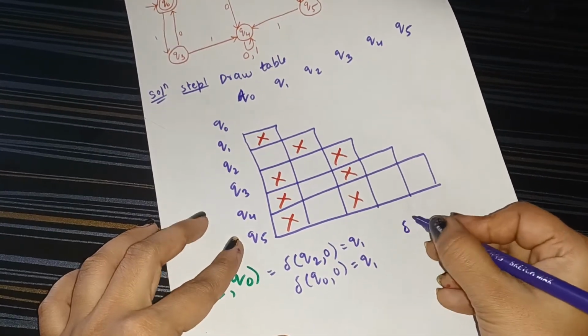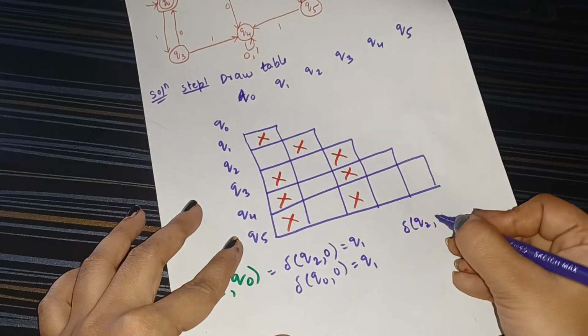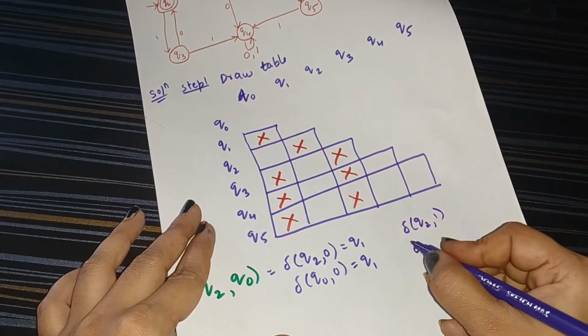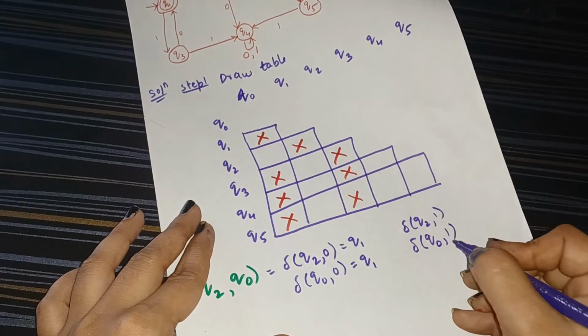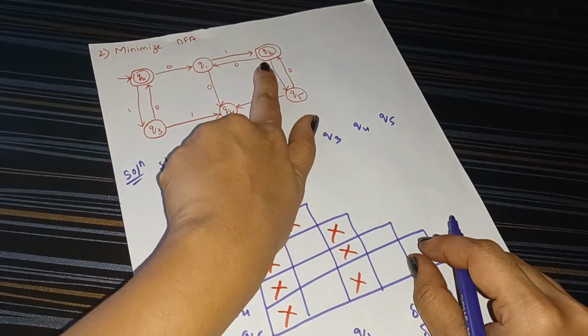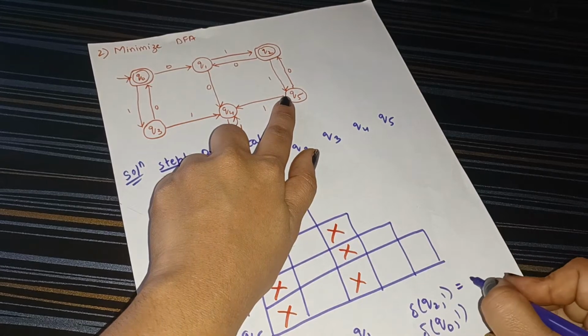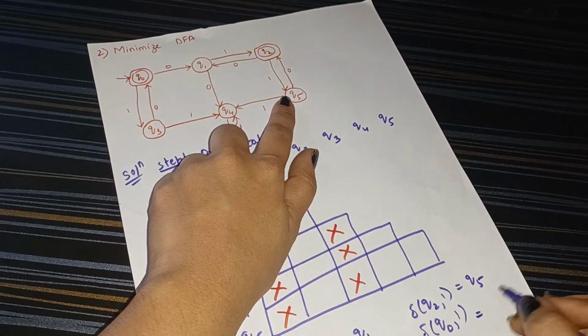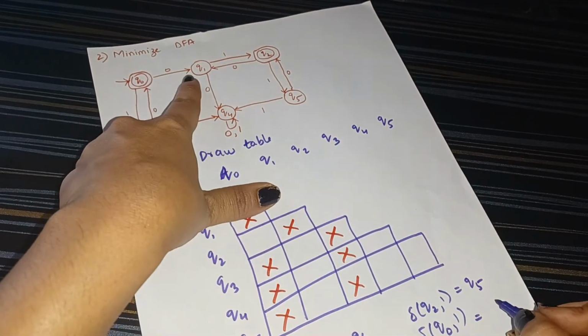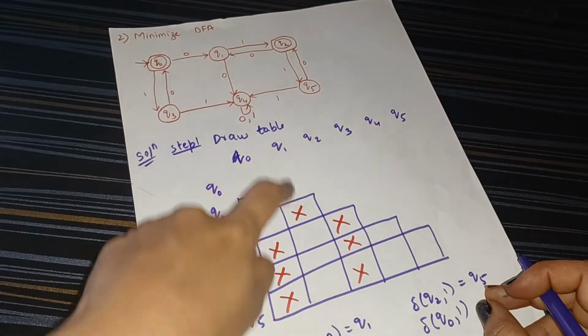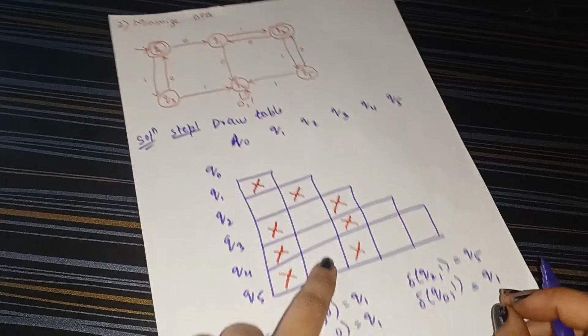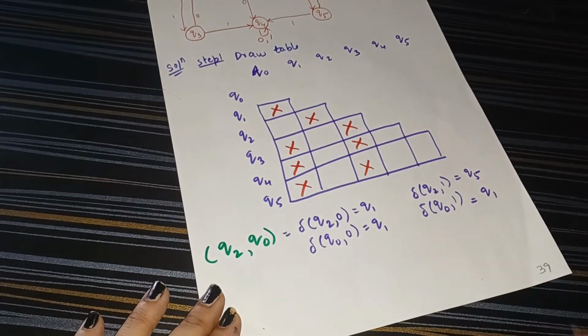Next we will check delta transition of Q2 on 1 and delta transition of Q0 on 1. Q2 on 1 is going to Q5, and Q0 on 1 is going to Q1. So Q5, Q1, is it marked? Here it is not marked, so we should leave it as it is.